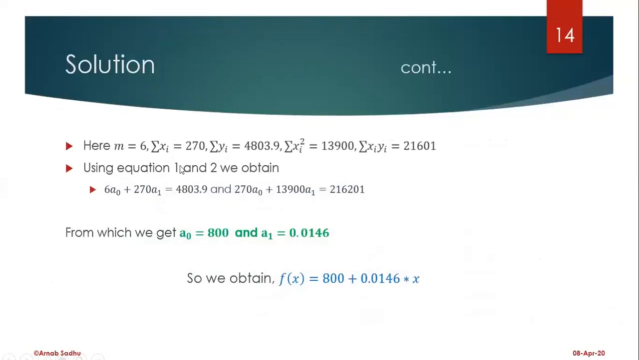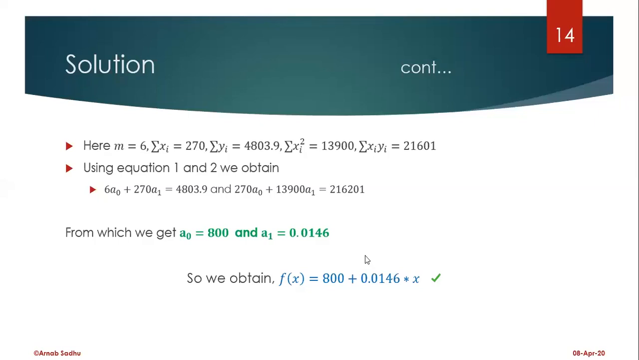6 a0 plus 270 a1 is equal to summation of yi, this. And summation of xi a0, 270 a0, plus summation of xi square a1, 13,900, is equal to summation of xi yi, this. Just solve these two equations, just as we solved in class 9 and 10, and you will find that a0 is equal to 800 and a1 is equal to this. So we obtain the solution. This is the solution that you need to find: f(x) is equal to 800 plus 0.0146 into x. This is how you find the solution mathematically.